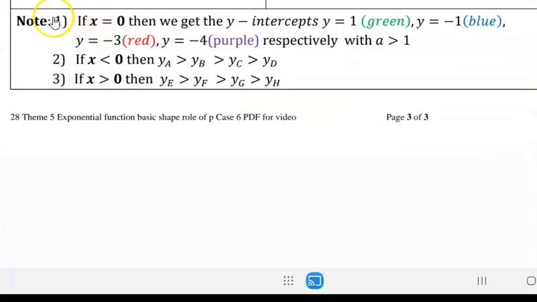Finally, for case 6, we see that for x equal to 0, the y-intercepts are 1, minus 1 for the blue one, minus 3 for the red one, minus 4 for the purple one. And for x less than 0, y of a is greater than y of b, which is on the blue graph, y of c on the red graph, and y of d on the purple graph. For x greater than 0, the same happens. The green graph is above the blue graph, is above the red graph, is above the purple graph.